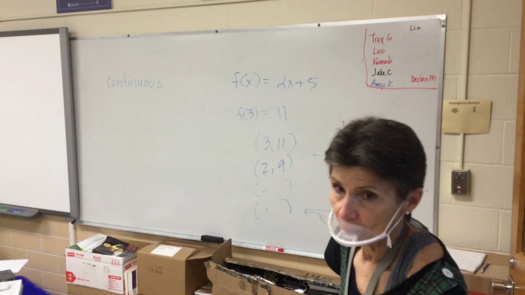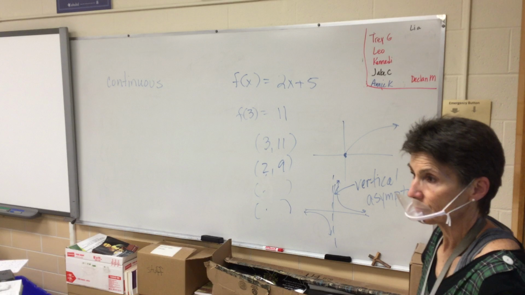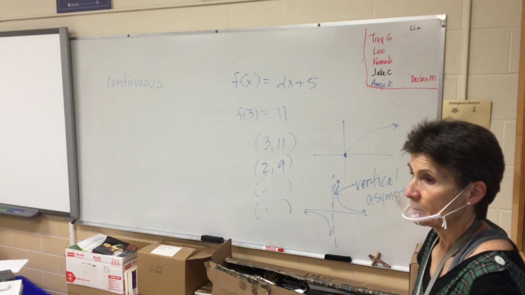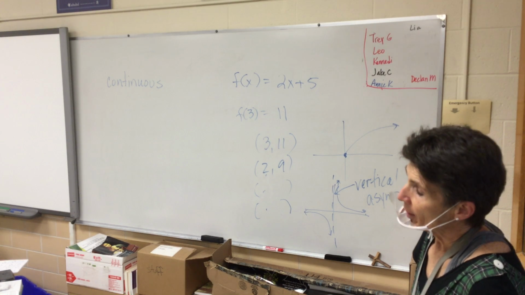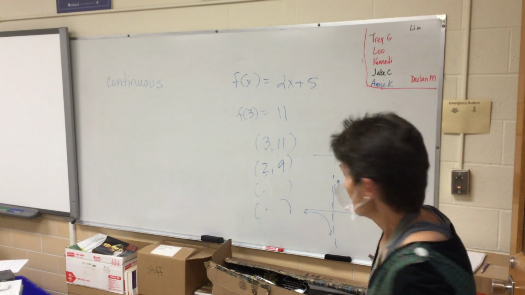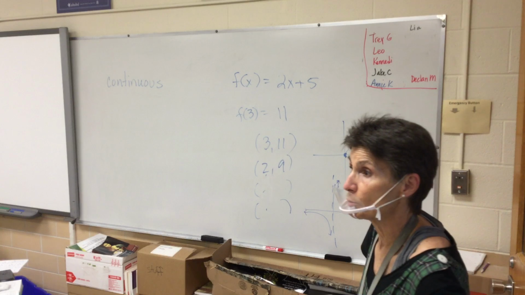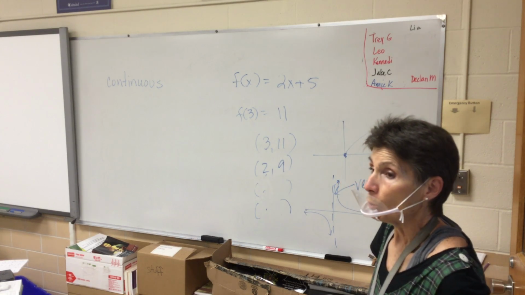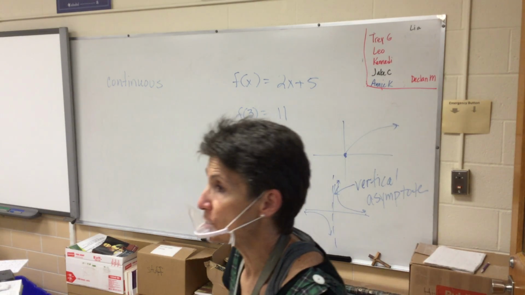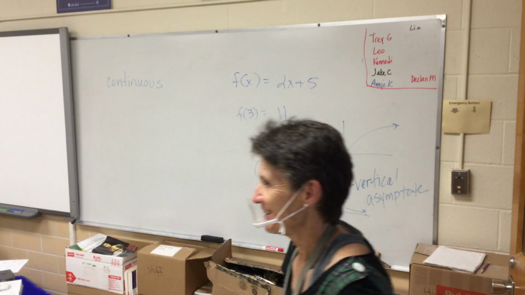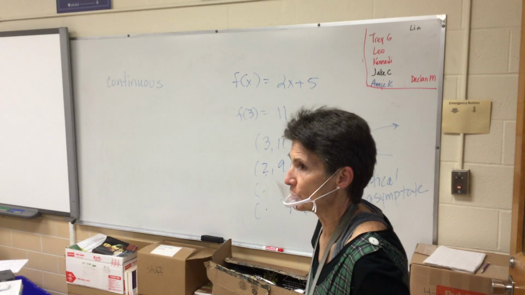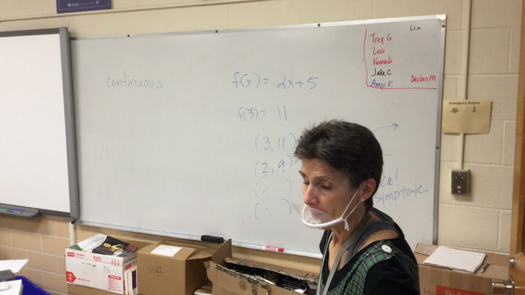You have a non-removable discontinuity. By the way, just a little aside, that's the word asymptote. An asymptote is a line that the curve approaches but doesn't intersect. When we pronounce the word asymptote, we do not say the P. It's not an asymptote, it's an asymptote.